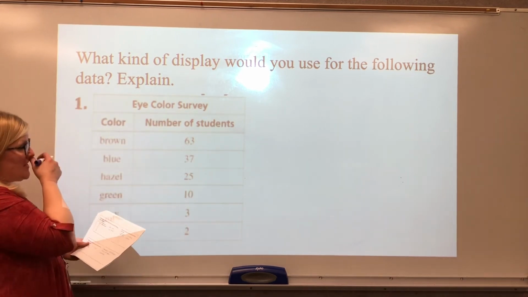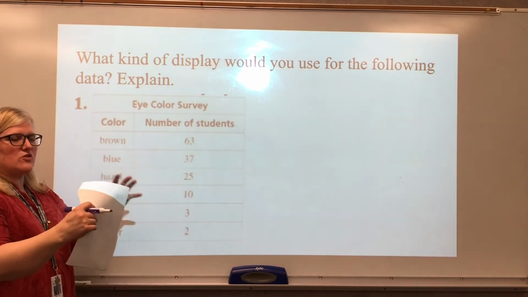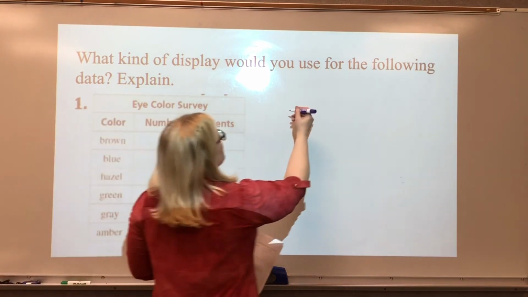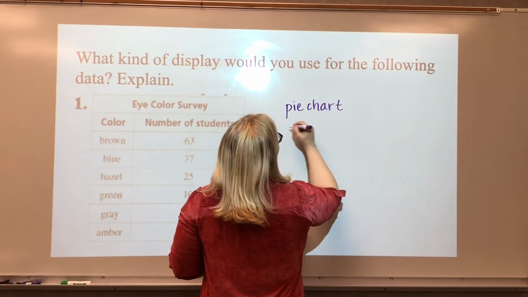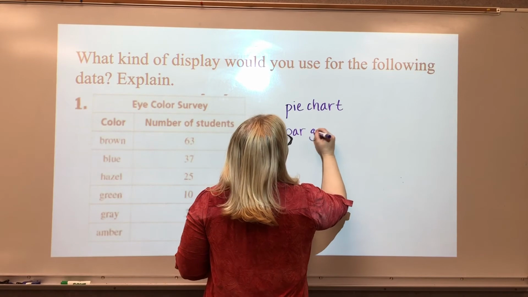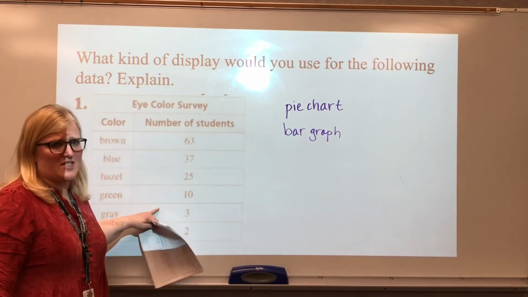All right, so for this one, if we add up all these students and we look at those students as one whole piece, this would be a pretty good pie chart. This would also be a really good bar graph, as we talked about before. So those are the 2 main ones I would do for this one.